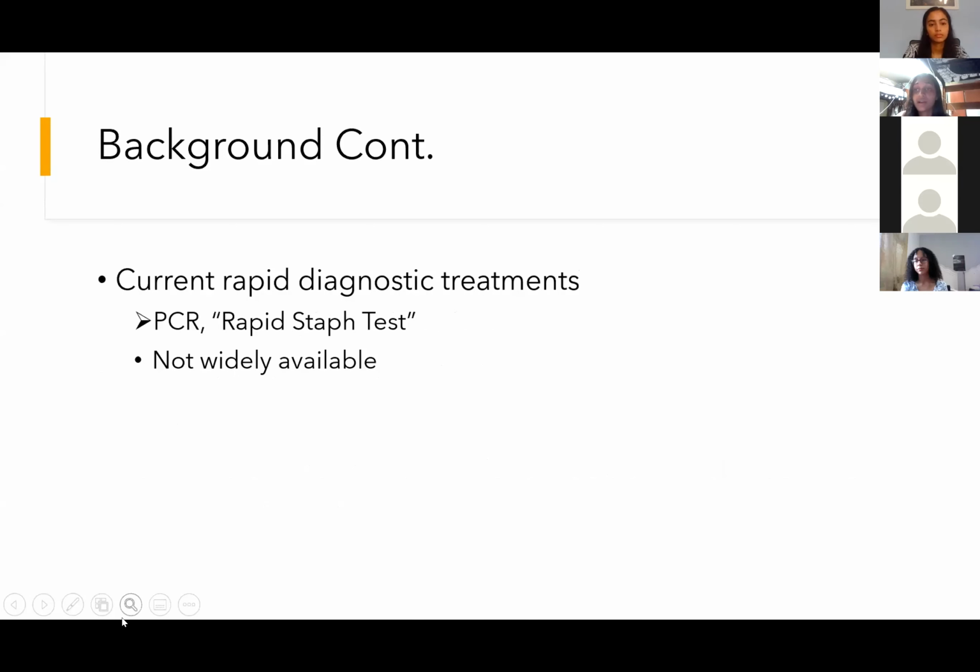PCR finds a genetic biomarker found in S. aureus and amplifies it, but this method is not widely available and can be expensive. The rapid staph test shows a line where samples are put against a nitrocellulose film, or it shows a latex mask where antibodies are present in the patient. But these tests are not very accessible to people in developing nations, and they are not self-administrable.